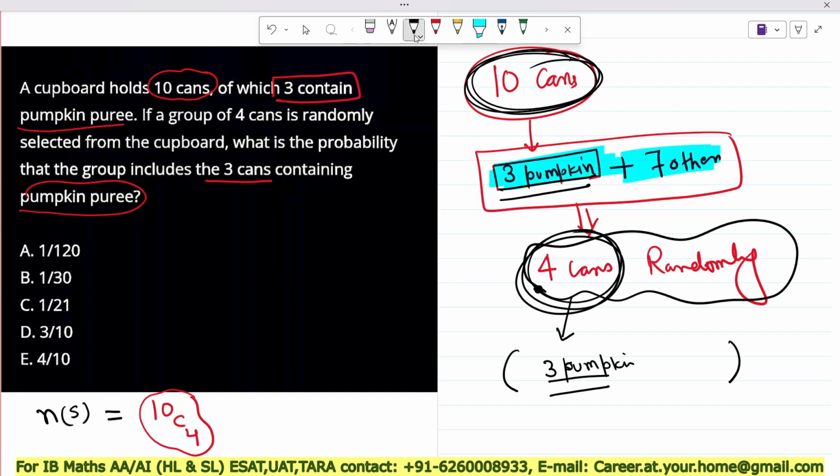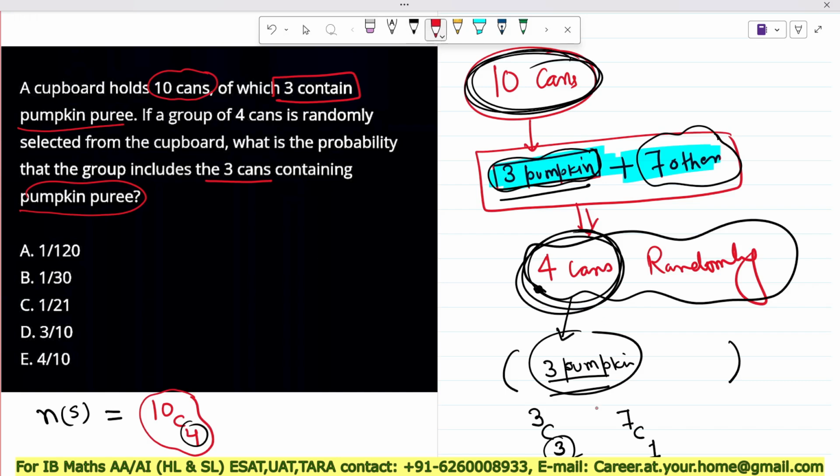So what I will do, I will think in this manner. I have these 3 pumpkin cans and I have to select 3 pumpkin cans. In how many ways can I select them? So 3C3. Out of 3, I have to select all of them. And I have to select one more. I want a total of 4 cans, 3 I have already selected, so I need one more can to be selected. That selection has to be done from these 7 others, so it should be done in 7C1 ways.